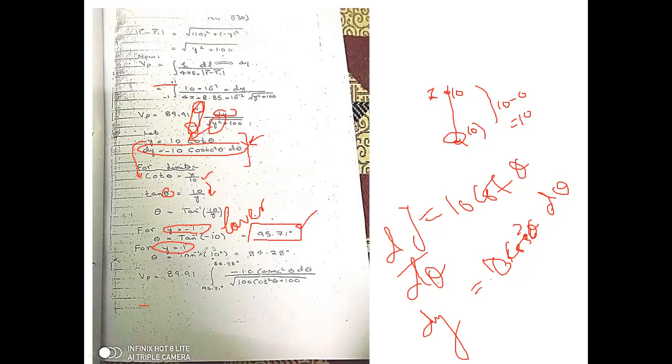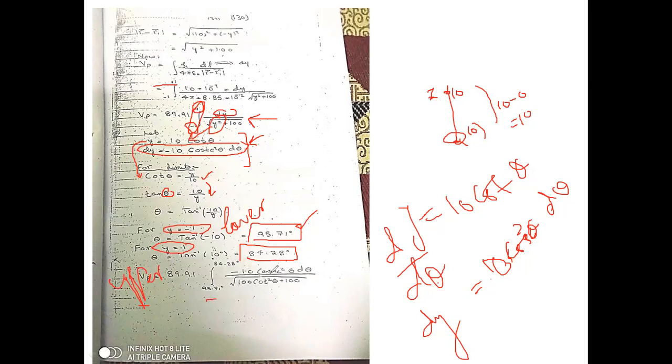Now putting the upper limit, which is y is equal to plus 1. So tangent inverse 10 divided by plus 1, which is equal to tangent inverse 10, which is equal to 84.28. Now the limits have been found. So now just put all these values of dy and y and the limits over here to completely convert the whole equation in terms of the theta. Now it will be easy for you to calculate.